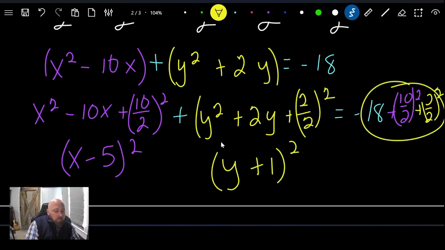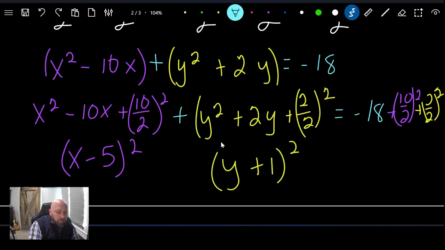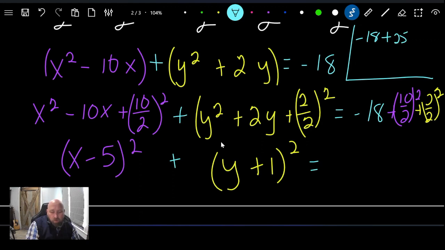And then when I do this over here, this is kind of a mess, so let me get all this over here, equals 18 plus all of this. So let's figure out what this is. Put a little box up here so you can see it. So we're going to have negative 18, and that's going to be plus, what is 10 divided by 2 squared? 10 divided by 2 is 5. 5 squared is 25. And then 2 divided by 2 is 1. 1 squared is 1. So that's plus 1. Negative 18 plus 25 is going to give you 7. 7 plus 1 is going to give you 8. So our number over here is going to be 8.